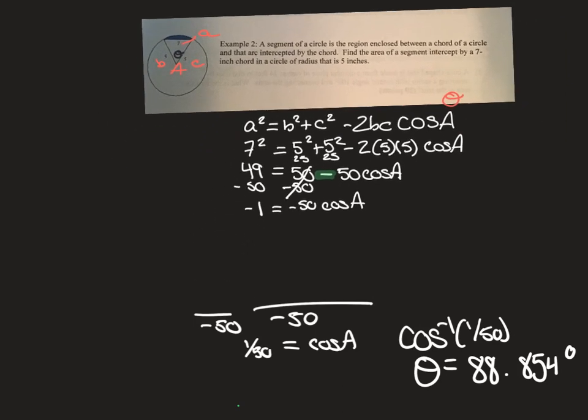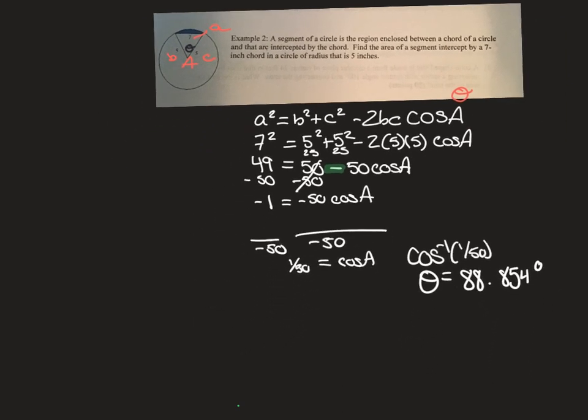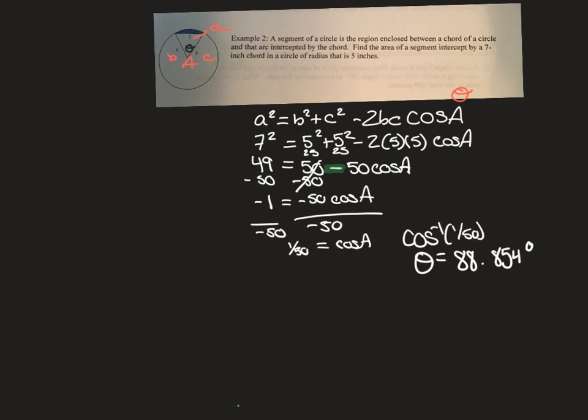Let me make that a little bit smaller. So now I'm going to use that central angle in my formula. I'm going to do theta over 360 degrees times pi r squared, minus 1/2 ab sine C, which in our case is also theta. This angle and this angle always end up matching up.